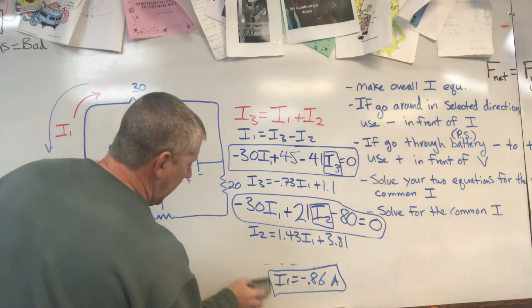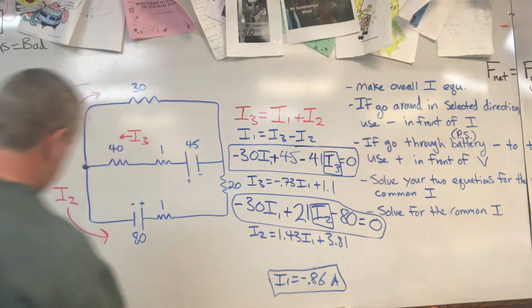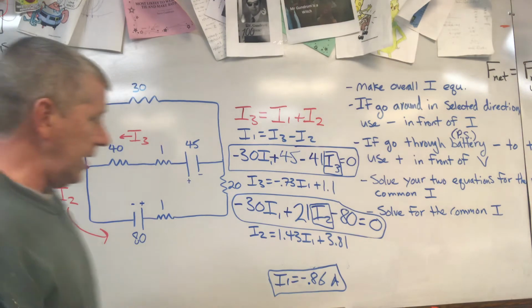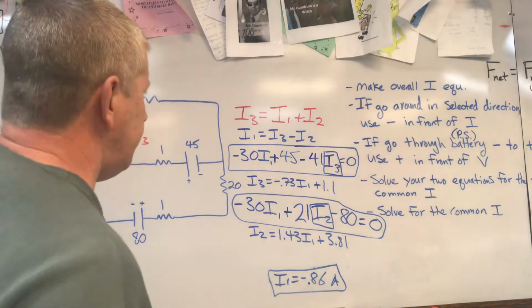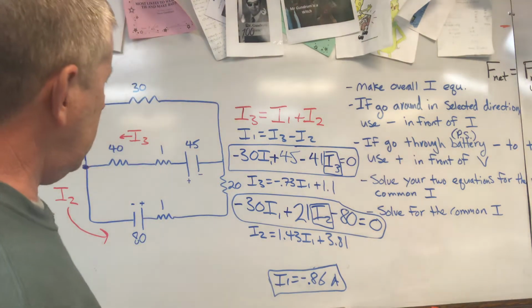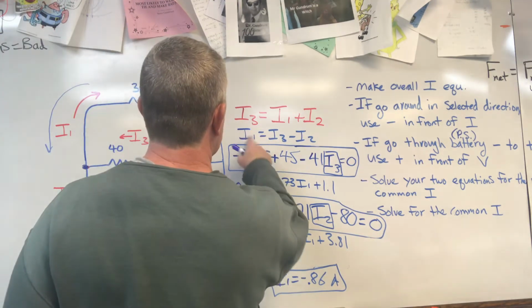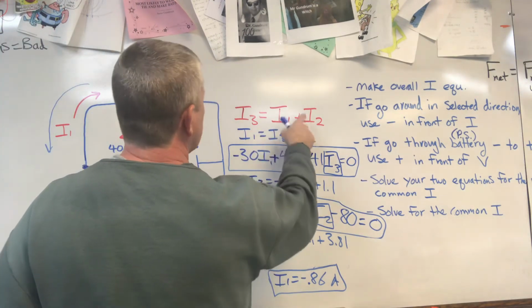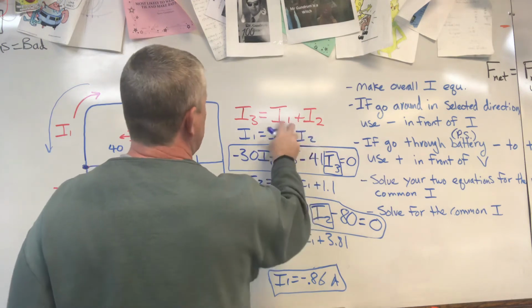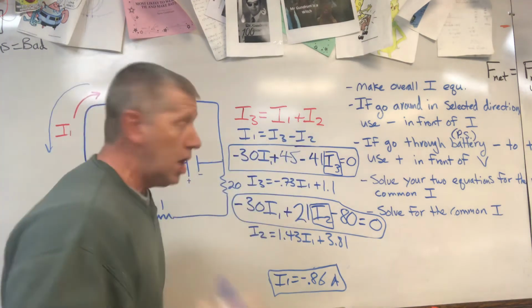Okay, so I know what I1 is. All right, we've got that done. Let's go ahead and put it in. Let's solve for I3. Well, I've got I1 and I2. I'll solve for I2, because then we can just add those and get I3. It'll be easy. So let's solve for I2.